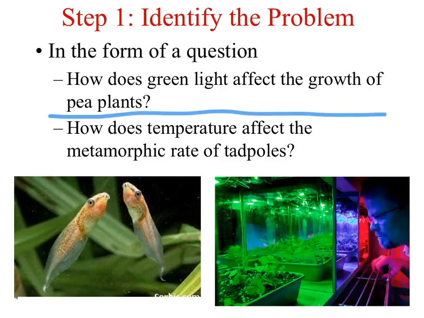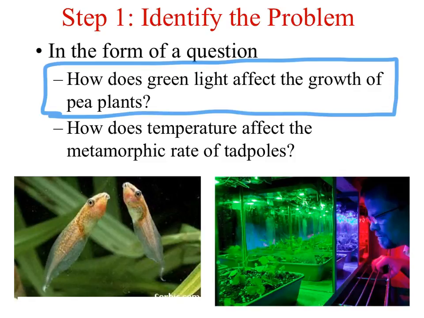So we're going to pretend that we're going to do an experiment here for this lesson. And the question that we're going to work with is, how does green light affect the growth of pea plants? Let's pretend that's what my science fair project is about. And I'm curious how green light specifically might help pea plants grow. Plants are green, maybe green light helps, I don't know. You can see a picture down here that kind of shows that. So this would be a neat experiment to test.